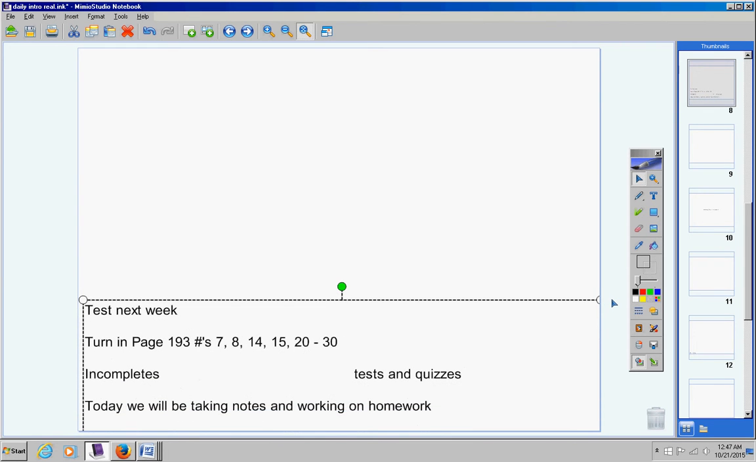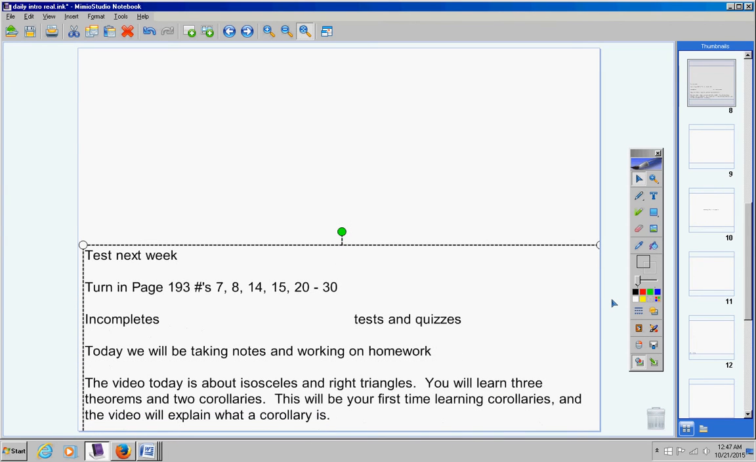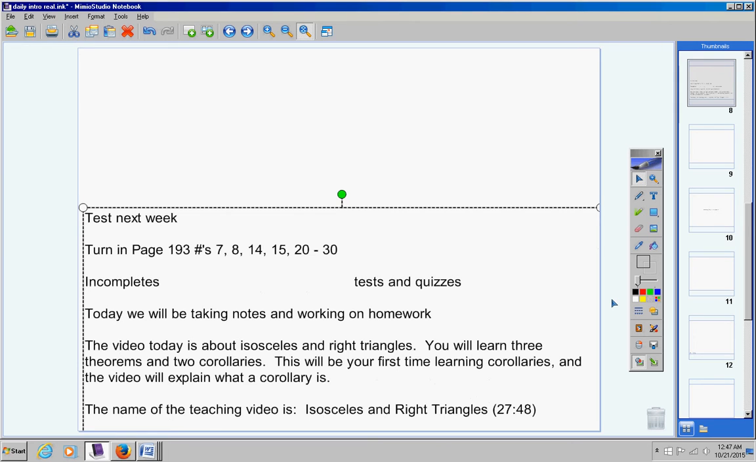Today we're going to be taking notes and working on homework. The video today is about isosceles and right triangles. You will learn 3 theorems and 2 corollaries. This will be your first time learning corollaries, and the video will explain what a corollary is. The name of the teaching video is Isosceles and Right Triangles, only about 27 minutes long, so not that long.